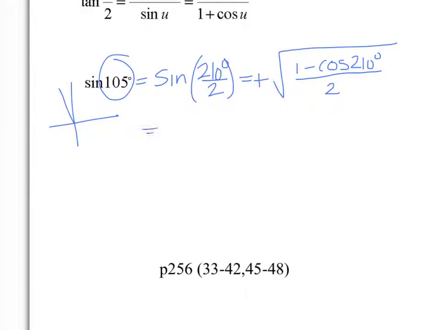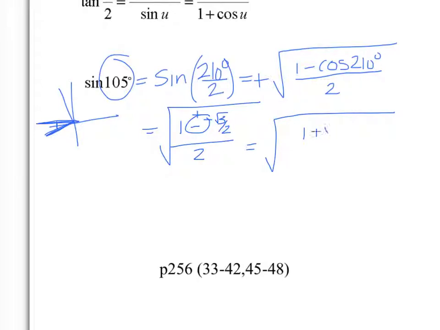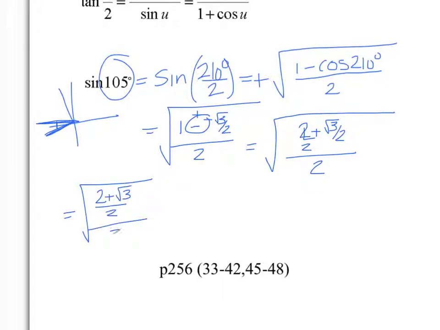So, this will be fun. 1 minus the cosine of 210 degrees. That's right here. That's like a 30, right? So cosine is the adjacent, or sorry, the x value, so that would be a negative root 3 over 2, all over 2. So this will be a plus. And then I get the square root of 1 plus root 3 over 2, which will be 2 over 2. That's all over 2. So then we have 2 plus the square root of 3 over 2 over 2.